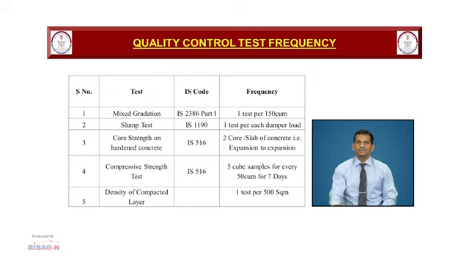Mixed gradation as per IS 2386 part 1, the frequency is 1 test per 150 cubic meter. Slump test we refer IS 1190, frequency 1 test per each dumper load. Core strength on hardened concrete as per IS 516, 2 core or slab of the concrete, that is expansion to expansion. Compressive strength test as per IS 516, frequency 5 cube samples for every 50 cubic meter for 7 days. Density of compacted layer, 1 test per 500 square meter is the frequency.